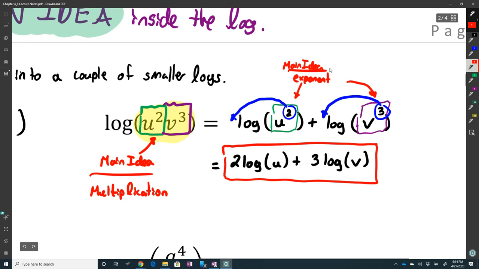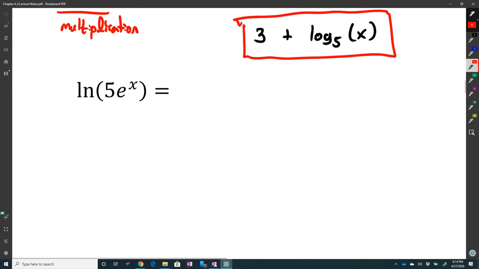Okay? So the reason why we do this, it's not just a parlor trick. It's used a lot in calculus. When you're doing calculus, you have to find derivatives and integrals. And it's easier to find the derivative of the expanded part than it is to find the derivative of the condensed part. If you wanted to find the derivative or integral of log of u squared v cubed, that'd be really nasty. So instead what you do is you rewrite it, and then you take the derivative or integral of the easier function. Anyway, moving on to the next one.